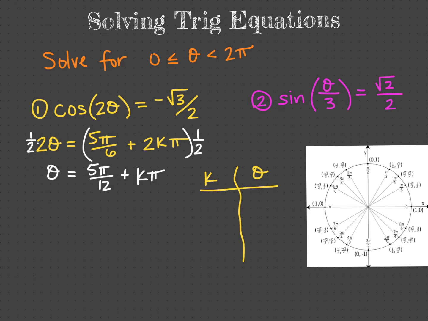Well, if k was 0, we have our one answer, which is 5 pi over 12, and that works. It's in between 0 and 2 pi. It's literally 5/12 of a pi, so it's not even one whole pi. Well, what if k was an integer close to 0?